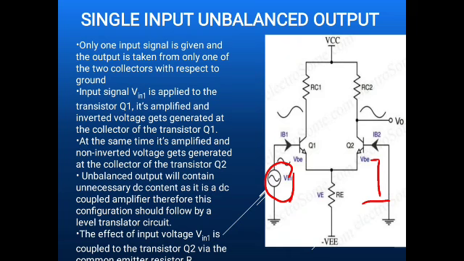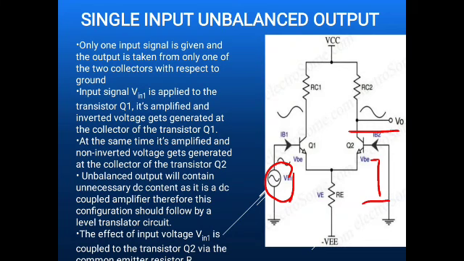But here we are taking the output at only one collector. Since we are taking only one collector output, it is called unbalanced output. Unbalanced output will contain unnecessary DC content as it is a DC coupled amplifier. Therefore, this configuration should be followed by a level shifter transistor circuit. The effect of input voltage V in 1 is coupled to the transistor Q2 via the transistor Q1.